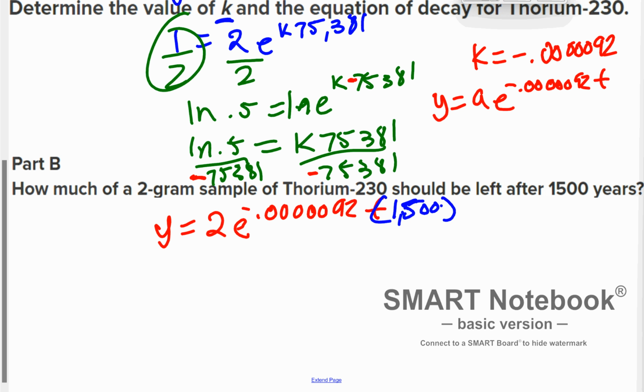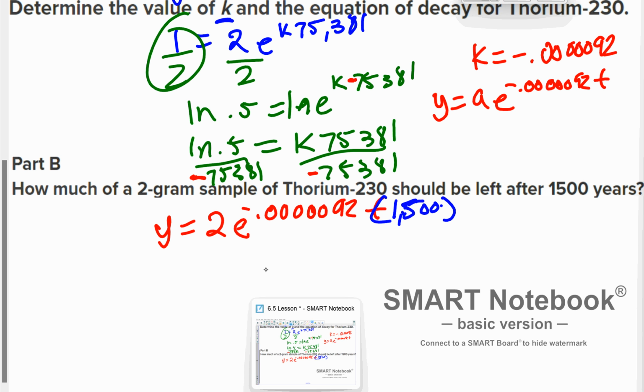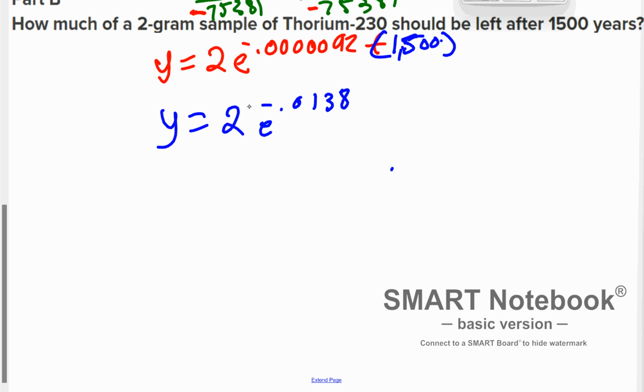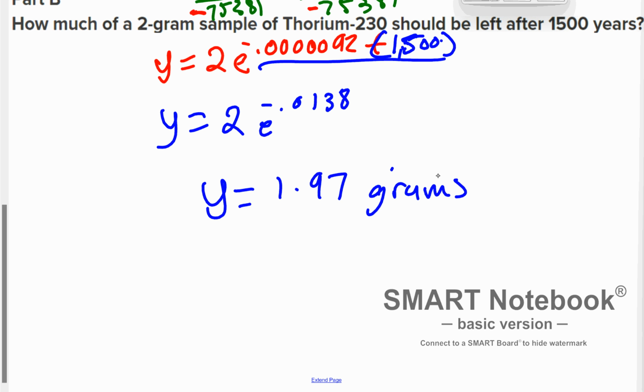Okay, so now we just plug this into the calculator and we just see what we get. We can simplify that if we want to. So negative 0.0138, e raised to that, times 2. So we could do that if we want to, or you can just plug that all into the calculator. You don't even have to do this multiplication first. You can just plug it all into your calculator. So we can just do that, plug it in, and we get approximately 1.97 grams. So that's how many grams we should have left after 1,500 years.